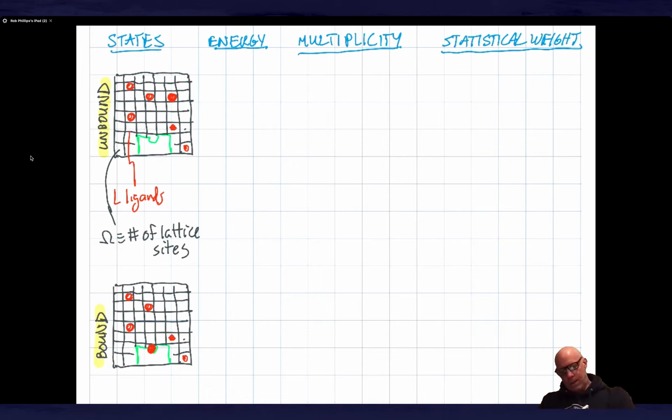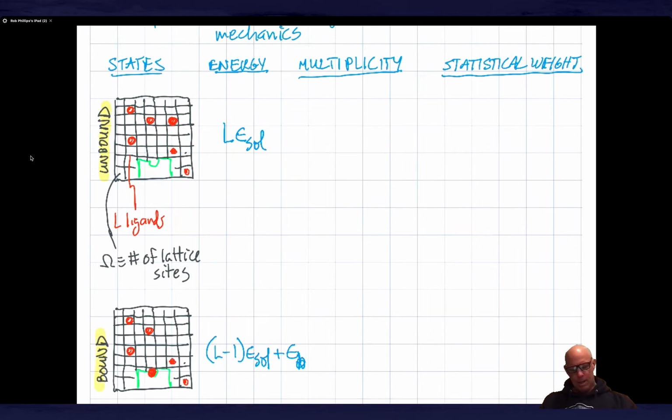So now following the protocol, I need to write the energy. So here, the energy is L times epsilon solution. What do I mean by that? I mean that there are L ligands. Each molecule, when it's sitting in solution, has a certain free energy, which I'm going to call epsilon solution. Down here, I have L minus 1 in solution, and then plus one of the ligands is bound. It has a Velcro attraction to the receptor, and I'm going to identify that as epsilon B for epsilon bound. So that's the energy in that case.